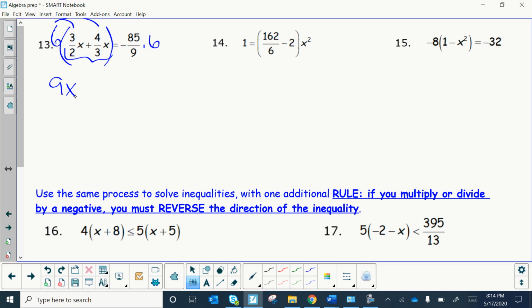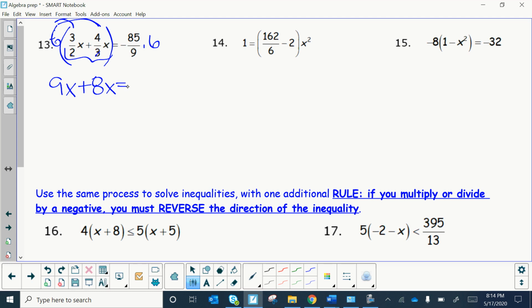If you want to do 6 times 3 over 2, which is 1.5, you're going to get 9. Now 6 times 4/3, 3 goes into 6 2 times, and 2 times 4 is 8. So over here, this is going to be 8x. Equals, now what is 6 times 85 over 9?